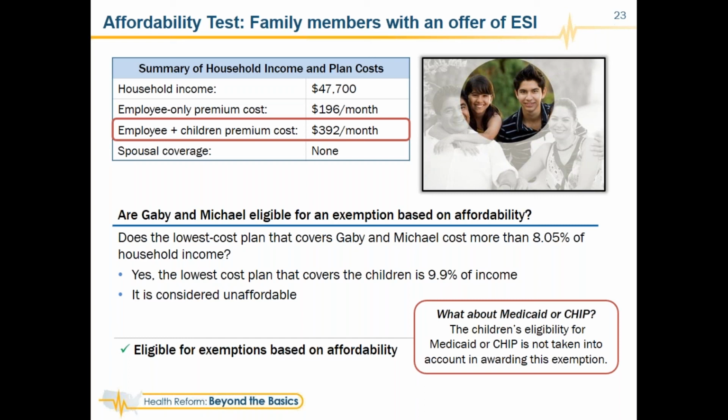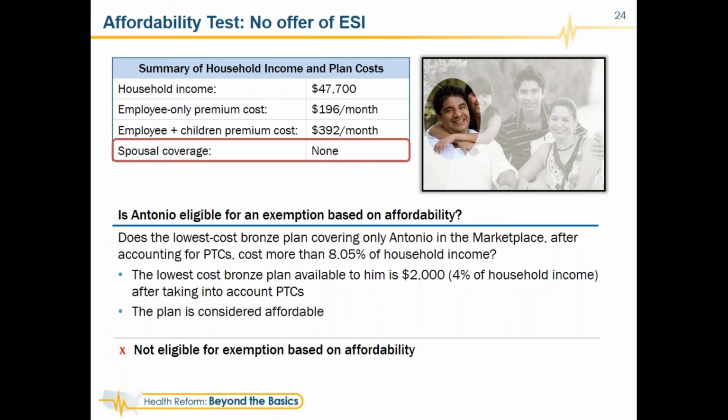And then for dad, Antonio, since he's not offered coverage under his wife's employer, we would look at the affordability in the marketplace for Antonio. So we'll look at the lowest cost bronze plan that would cover Antonio in the marketplace after accounting for the premium tax credit. You can imagine this is a lengthy worksheet in tax terms, but I'll cut out the math and tell you that the lowest cost bronze plan available to him is $2,000, which is 4% of household income. The plan is going to be considered affordable, so he's not eligible for an exemption.